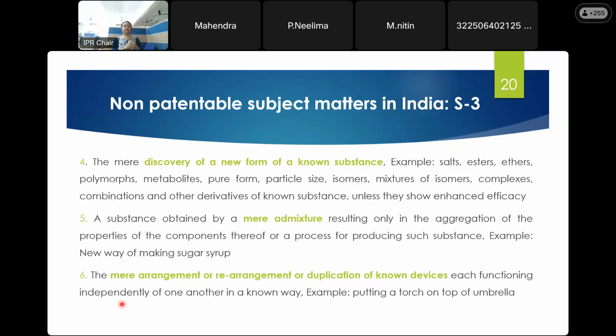Then mere arrangement or rearrangement or duplication of known devices. For example, putting a torch on top of an umbrella. It might be useful in day-to-day life, as I have been telling. So you might ask me, this is useful in day-to-day life, why not patentable? Because you can carry the torch in your hand also, and an umbrella like that also will work. You didn't do anything that is not obvious, or you didn't do anything that gives a completely different result. So these things are not patentable.